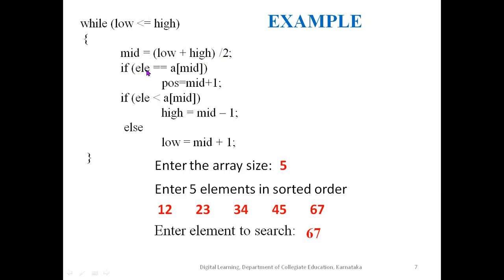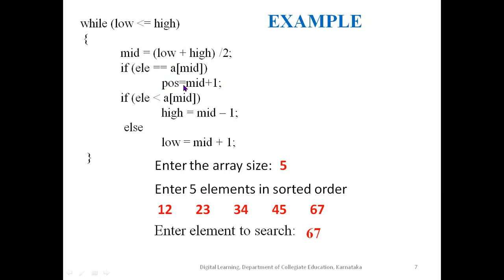So next, is element equal to A of mid? Yes, element is 67 and A of mid, mid is 4. So A of 4. A of 4 is 67. So 67 is equal to 67. It turns out to be true. So inside the if statement, we have the true block, that is pos is equal to mid plus 1. Pos was previously minus 1. Now it changes to mid is 4, 4 plus 1, 5. So pos changes to 5.